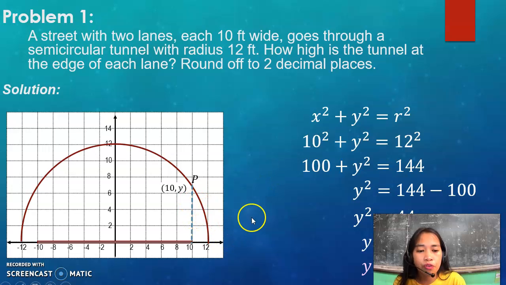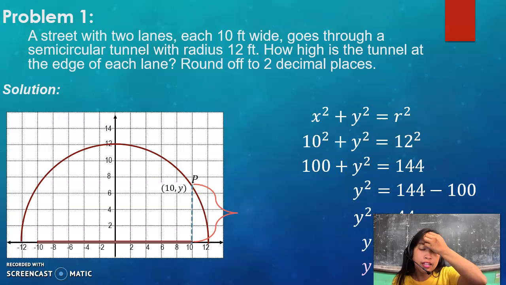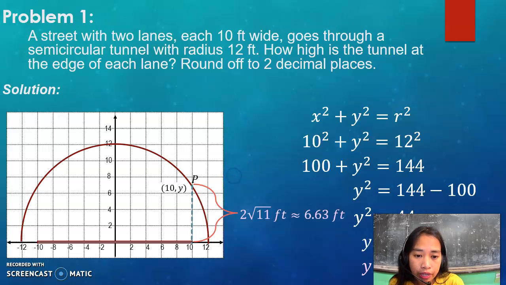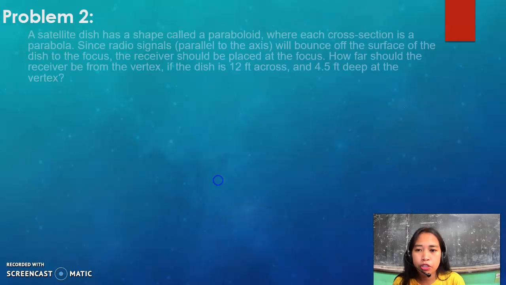Our value of y is 2 square root of 11, or approximately 6.63 feet. So ang kataas sa tunnel gikan sa edge, at the edge of each lane, is 6.63 feet, or 2 square root of 11. Okay, easy. So this one, tama? Let's proceed to problem number 2.